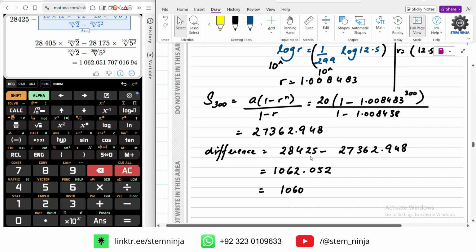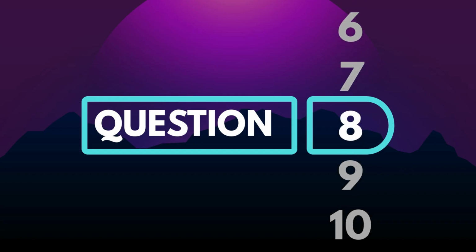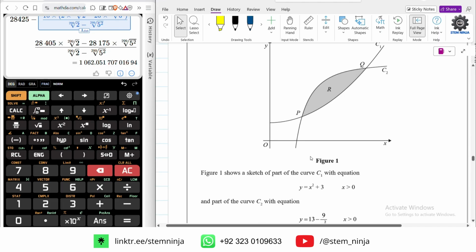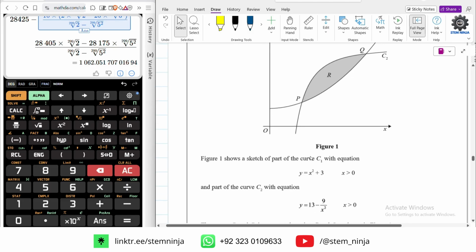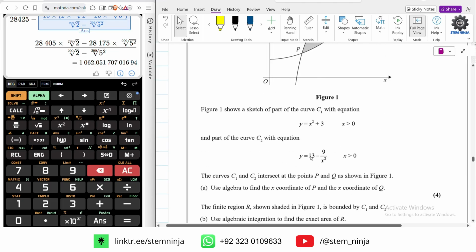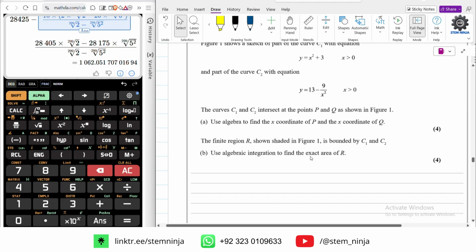Now let's move on to question number 8. Figure 1 shows a sketch of part of the curve C1 with equation y equals x squared plus 3 and part of the curve C2 with equation y equals 13 minus 9 over x squared. The curves C1 and C2 intersect at points P and Q as shown in figure 1. Use algebra to find the x-coordinate of P and the x-coordinate of Q.